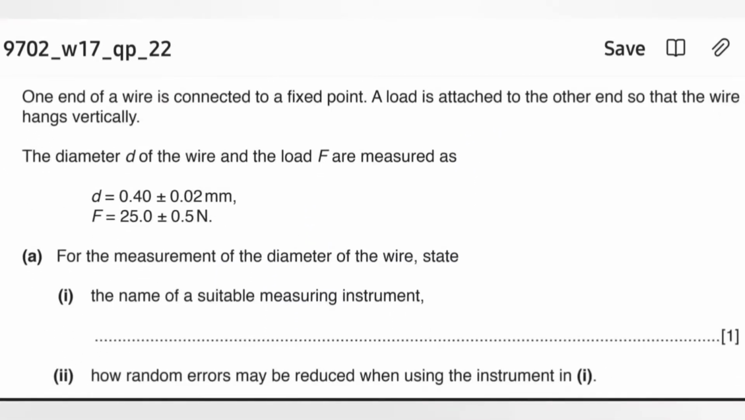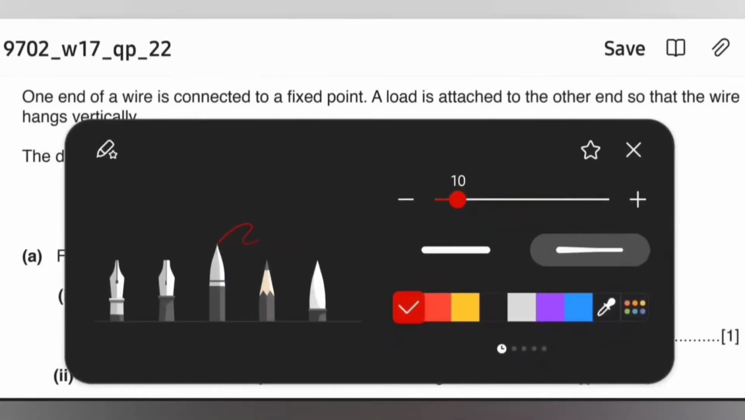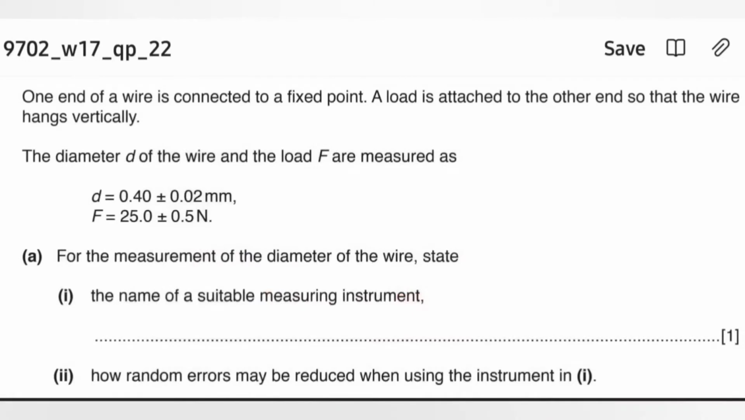A load is stretched to the other end so that the wire hangs vertically. The diameter D of the wire and the load F are measured as given, and the error is also given. With the measurement of the diameter of wire, state the name of a suitable measuring instrument.